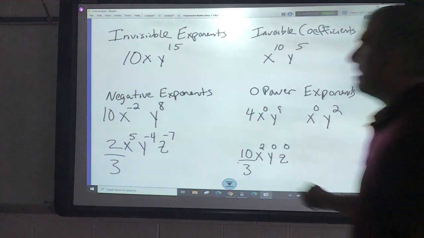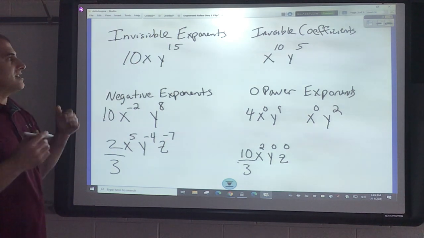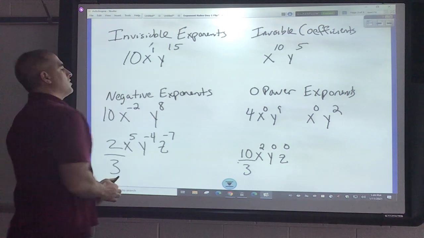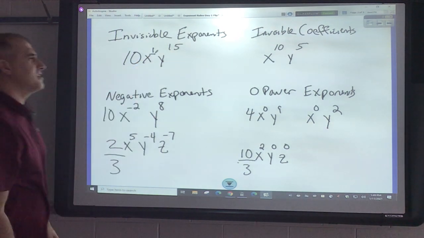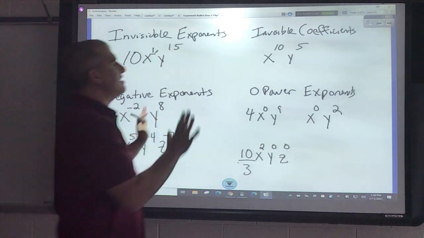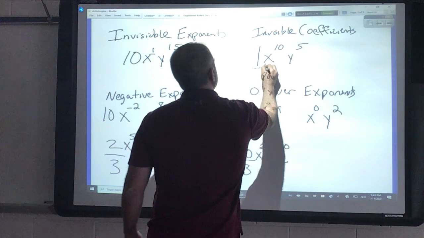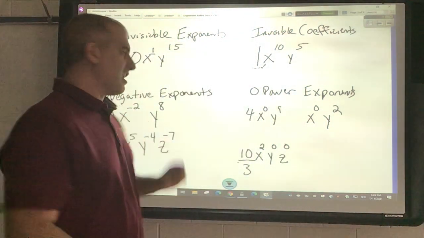Invisible exponents. Anytime, if you notice here, this x does not have an exponent, I am going to make that a 1. So make sure, if you have that in there, that is a 1. If you ever have an invisible coefficient, meaning you don't have one there, that's also going to be a 1. So put those in prior to doing any of your exponent rules.